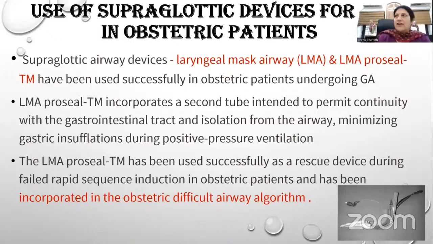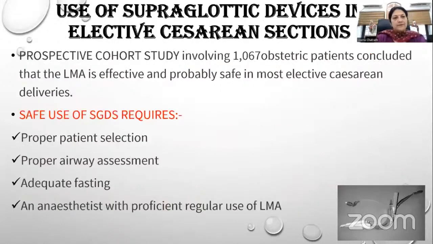Second generation supraglottic airway devices have been incorporated in the obstetric difficult airway algorithm. Various disposable versions of ProSeal, like LMA Supreme and i-gel, can also be used and should be kept handy. Safe use of supraglottic devices requires proper patient selection and proper airway assessment, like mouth opening should be adequate, and adequate fasting status should be confirmed, and anesthesiologists with proficient regular use of LMA.